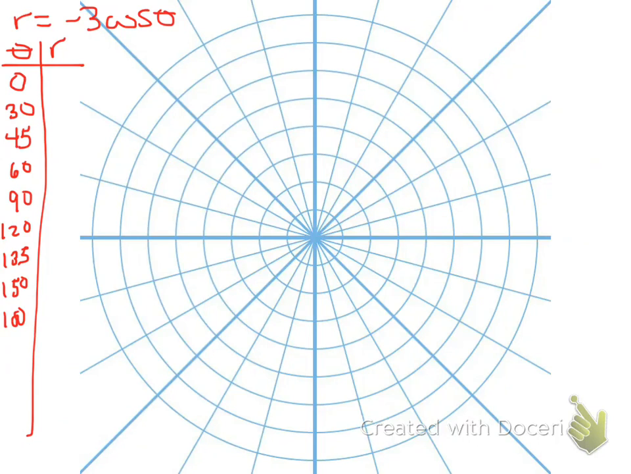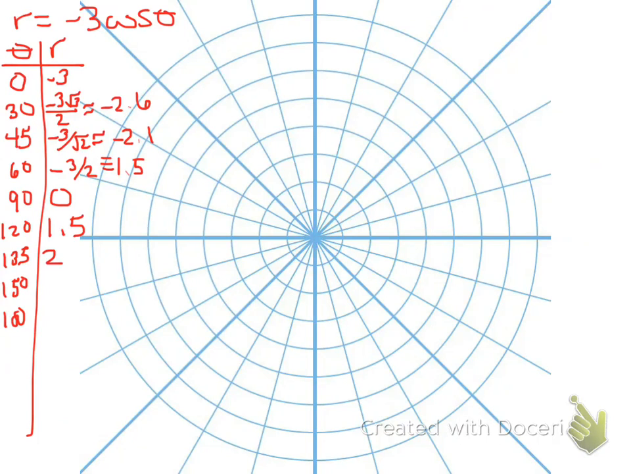Let's see. I plug in 0. I get negative 3. Negative 3 root 3 over 2, or approximately negative 2.6. Negative 3 over root 2, or approximately negative 2.1. This is negative 3 halves, or of course you could write that as negative 1.5. 90 is 0. This would be positive 1.5, positive 2.1, positive 2.6, and 3.